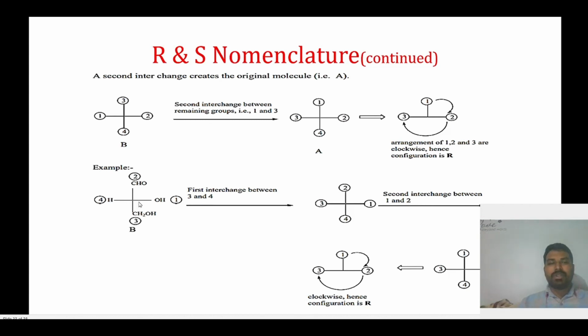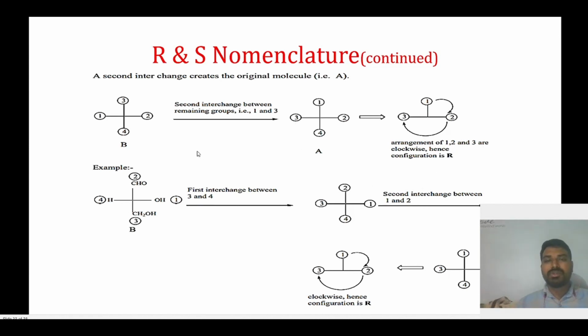Now example: CHO, CH2OH, H and OH. First interchange between 3 and 4. We will interchange these groups, that is 3 and 4. The second interchange will be 1 and 2. So it is clockwise, hence the configuration is R configuration. We have to interchange the atoms so that we can get the right configuration.